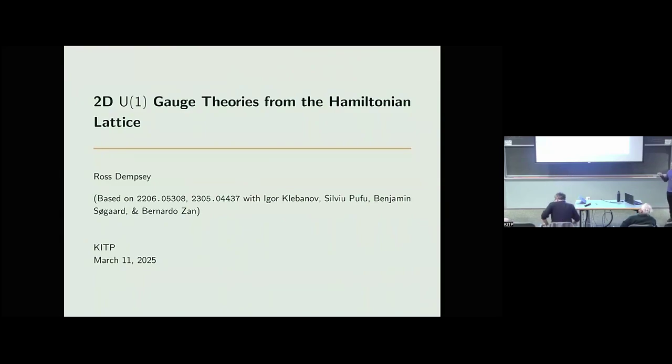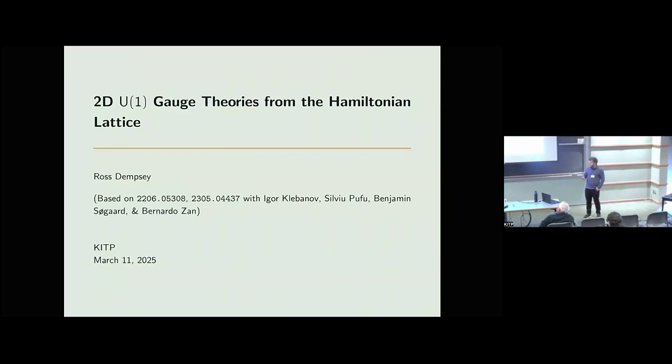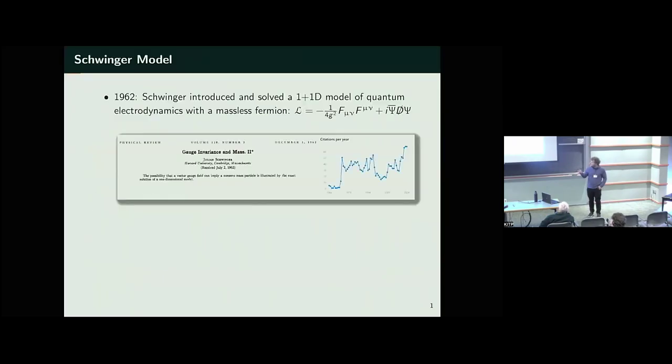I'll be telling you about some work we've done over the past few years with Igor, with Silviu, who you both met, and Benjamin, who's in the audience, Benjamin Sogard, and Bernardo Zahn. And so I'll tell you about this work we've been doing to understand two-dimensional U1 gauge theories using the Hamiltonian lattice, which has been a popular theme already.